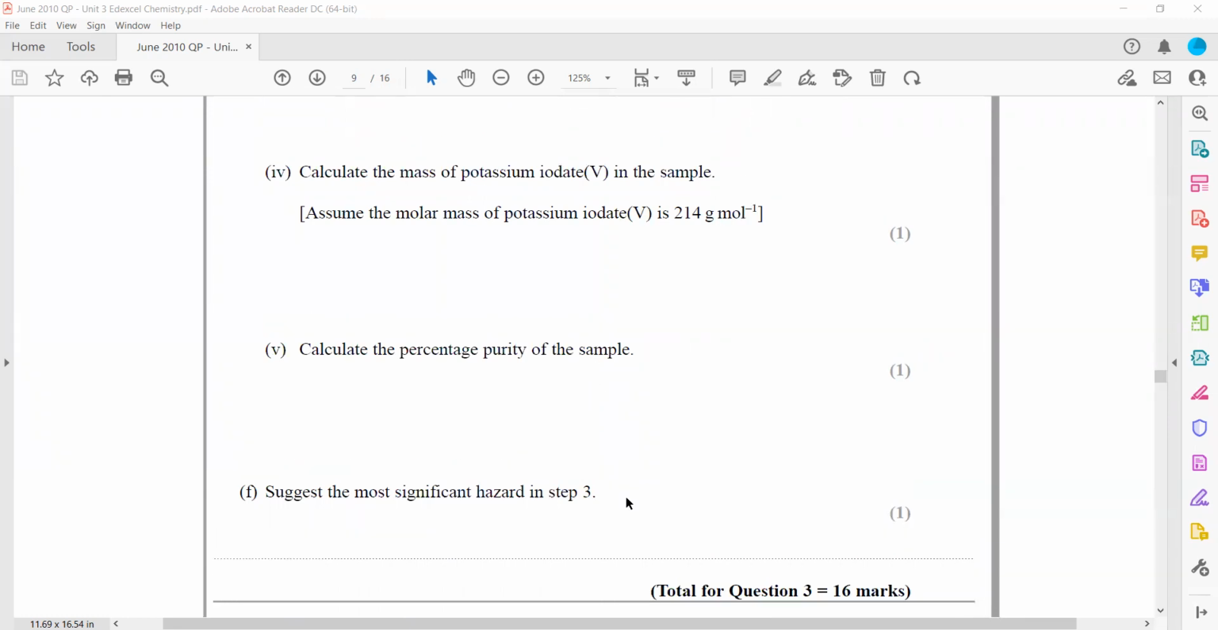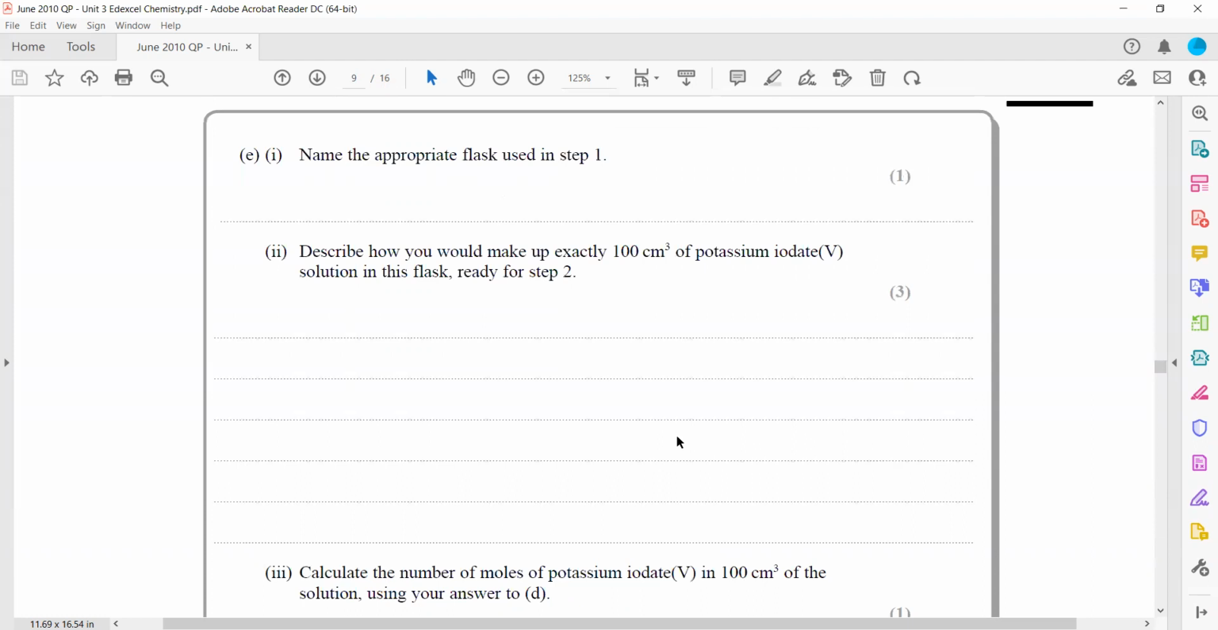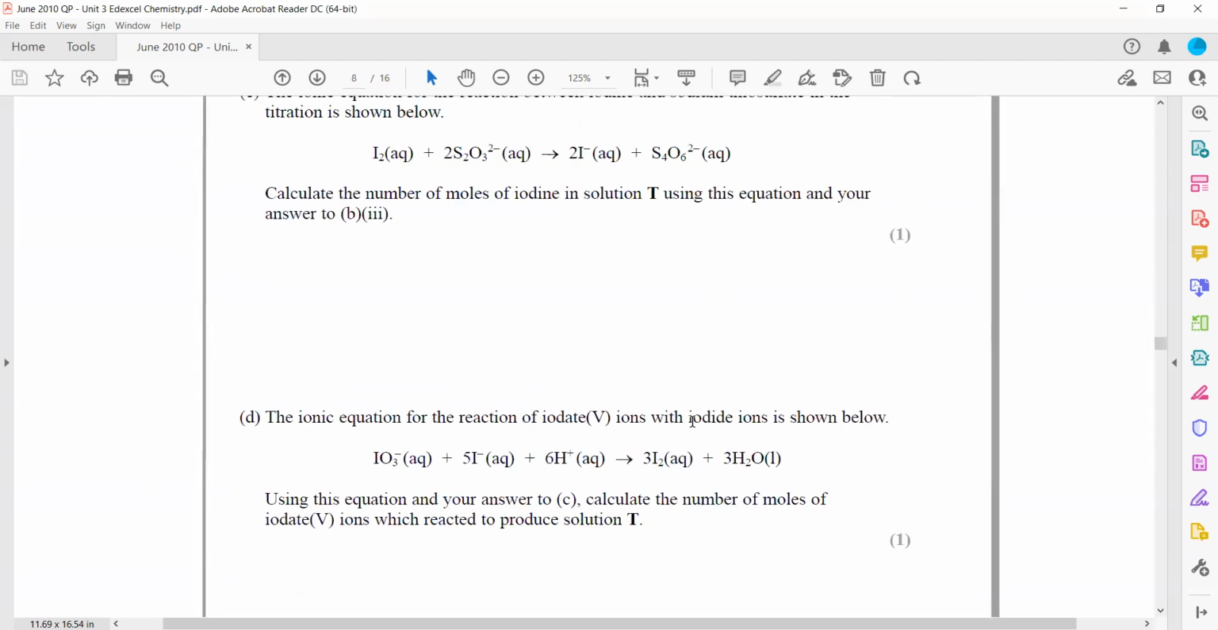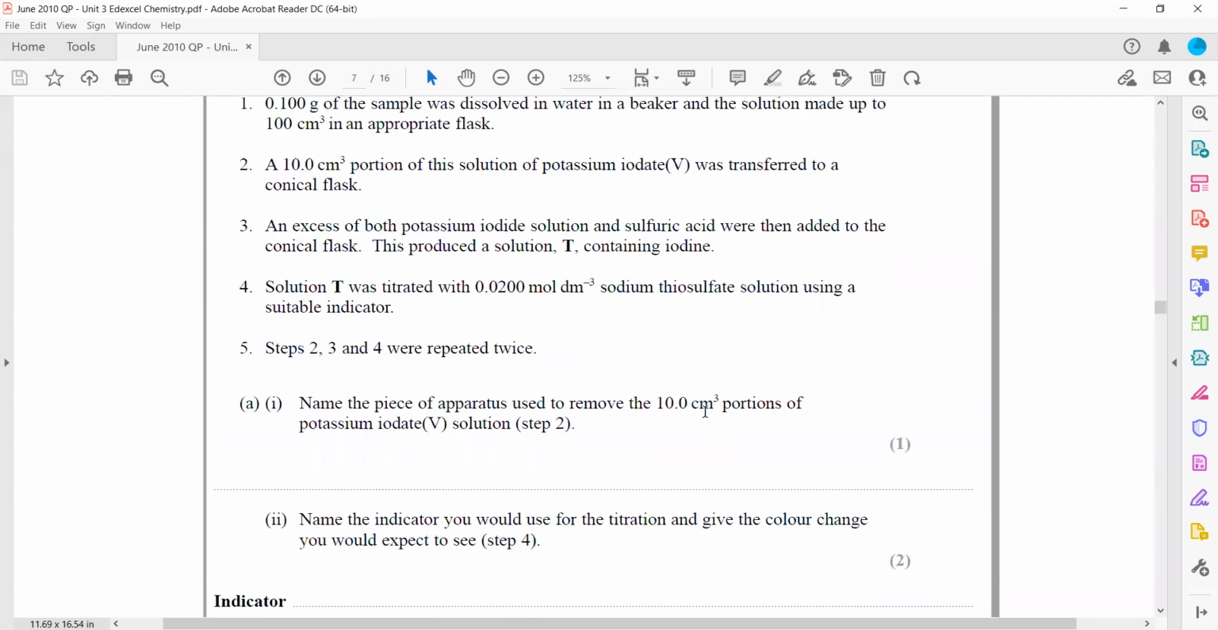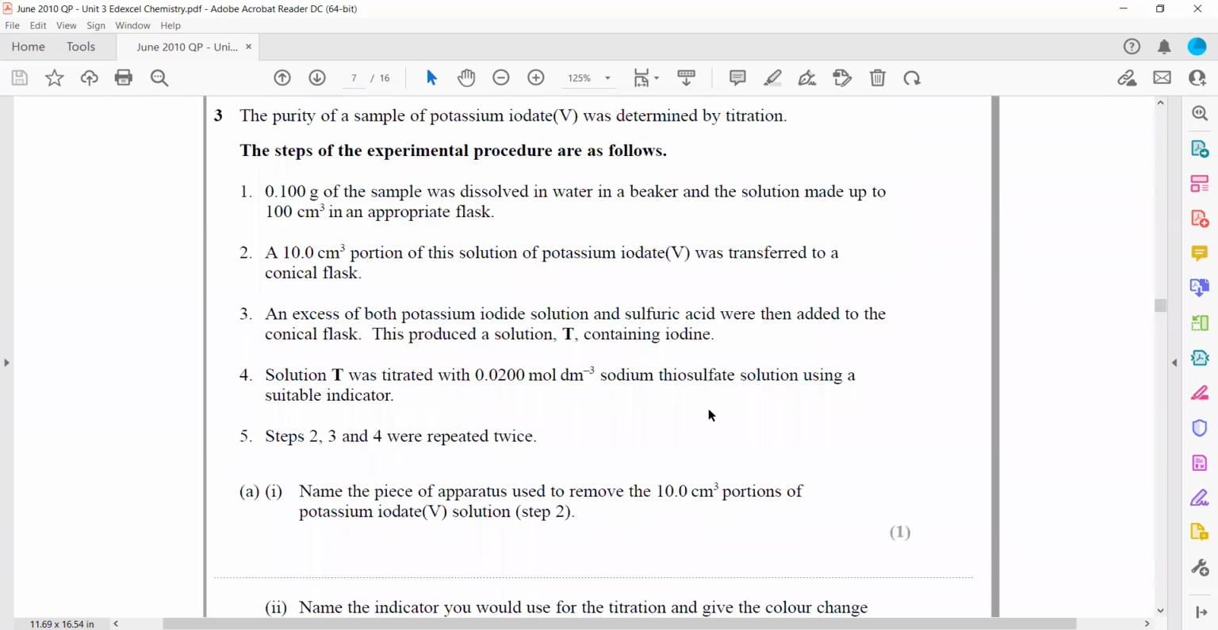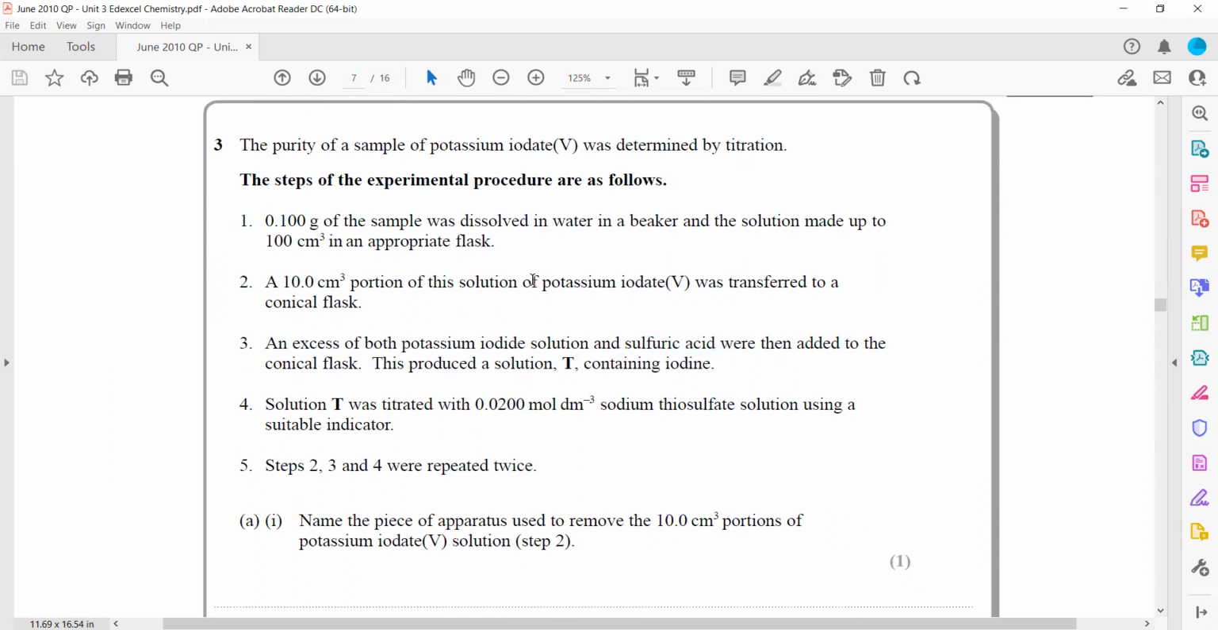And the most significant hazard in step 3. In step 3 we are adding sulfuric acid, and sulfuric acid is corrosive. So it can be an irritant or corrosive. That's the main hazard for sulfuric acid. So this is how we work out the percentage purity of potassium iodate by using titration.